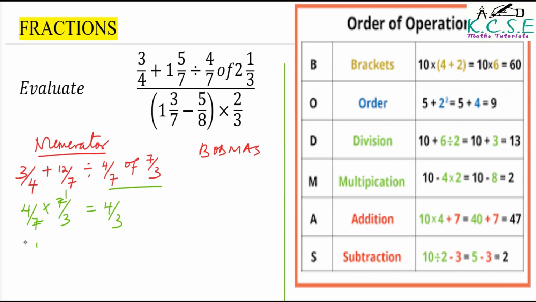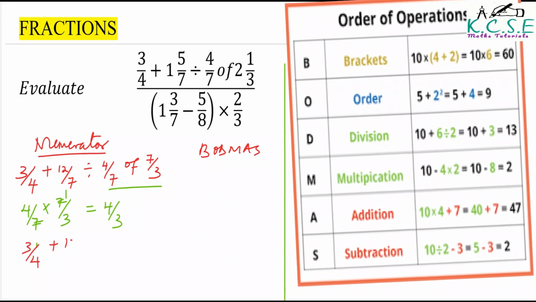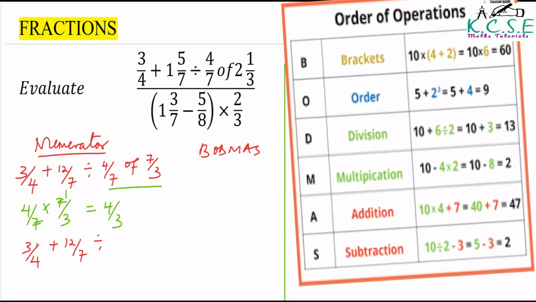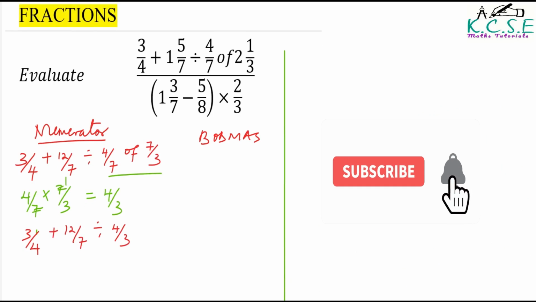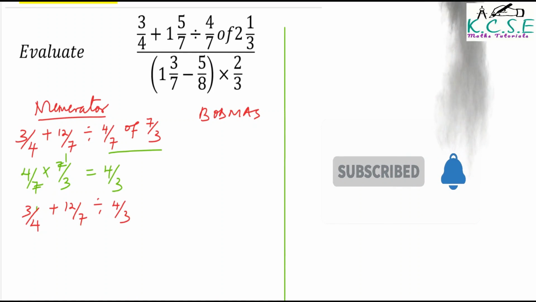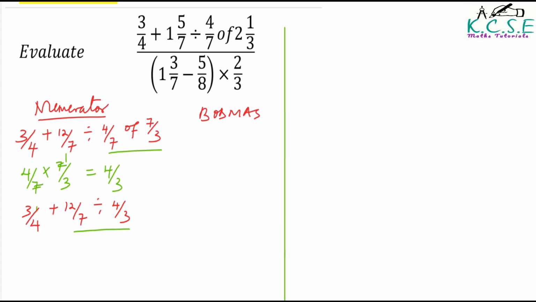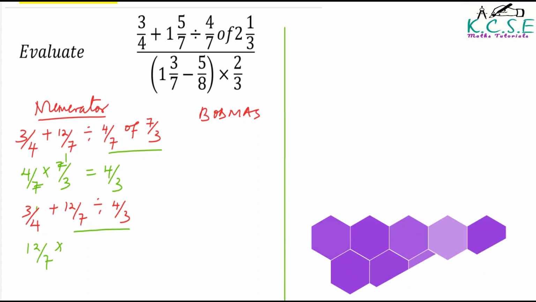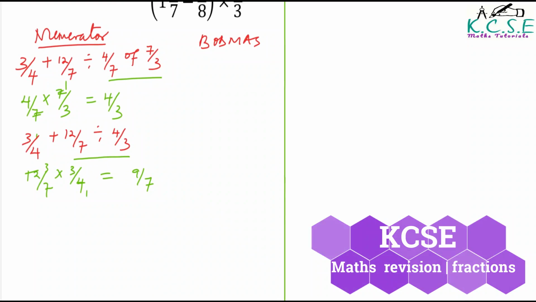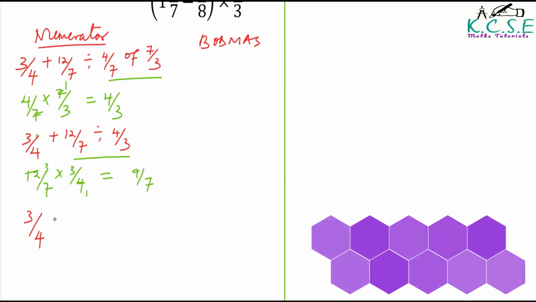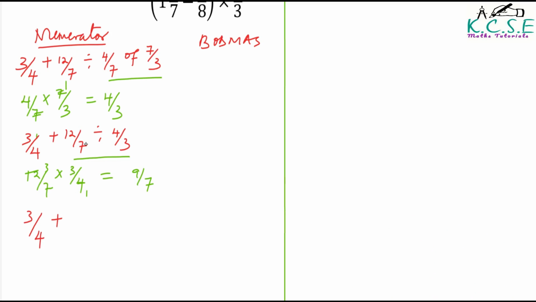Now after doing that, we have 3 quarters plus 12 over 7 divided by the value that you've got after working out 4 over 7 of 7 over 3, which is 4 over 3. Now we have addition and division. Division should come first in this case. So you have 12 over 7 multiplied by 3 over 4, the reciprocal of 4 over 3. So working out these, by 4, 1, by 4, 3, this gives 9 over 7.